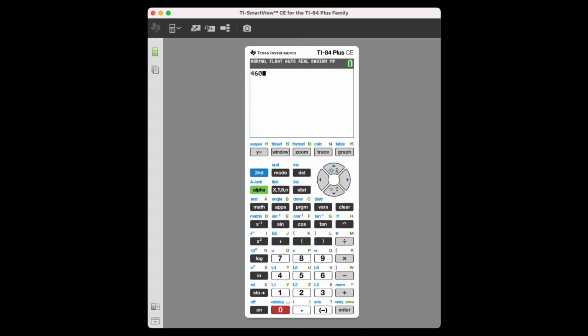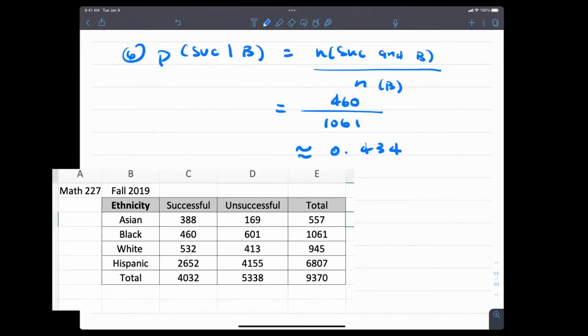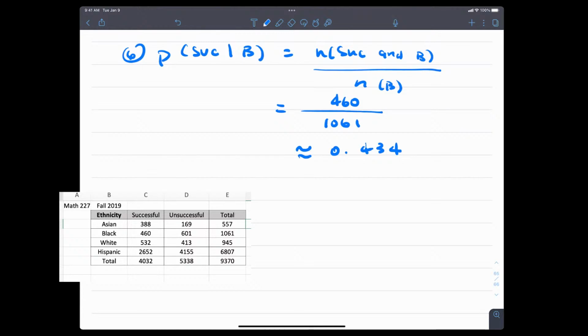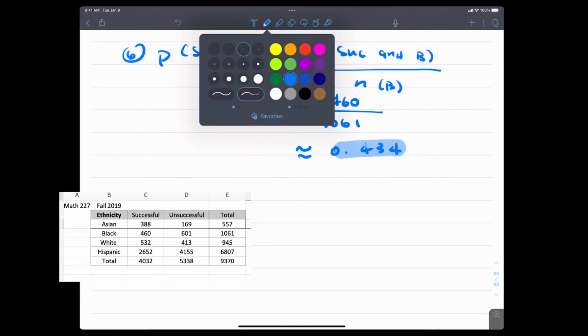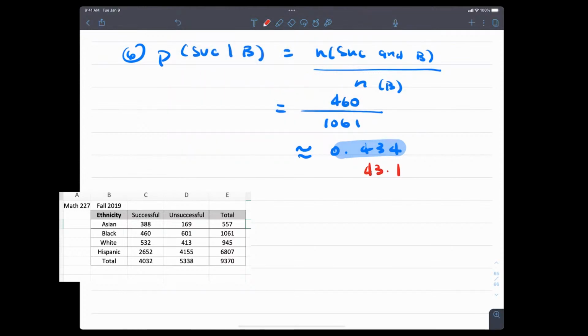460 divided by 1,061. What do you get here? This is approximately, to the nearest thousandth, 0.43. Is that 0.433 or 0.434? 0.434. Okay, and what is that as a percent? 43.4%. So, ladies and gentlemen, due to AB 705, you got 43.4%.